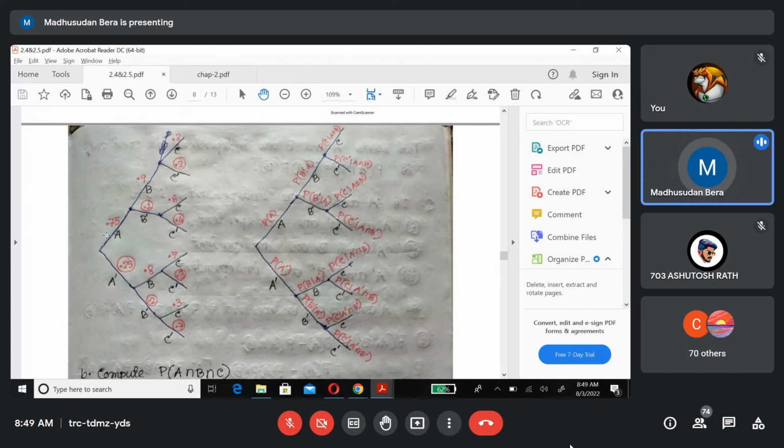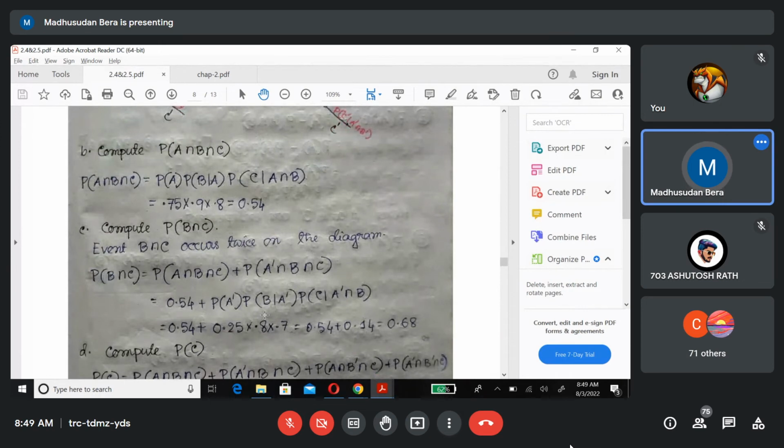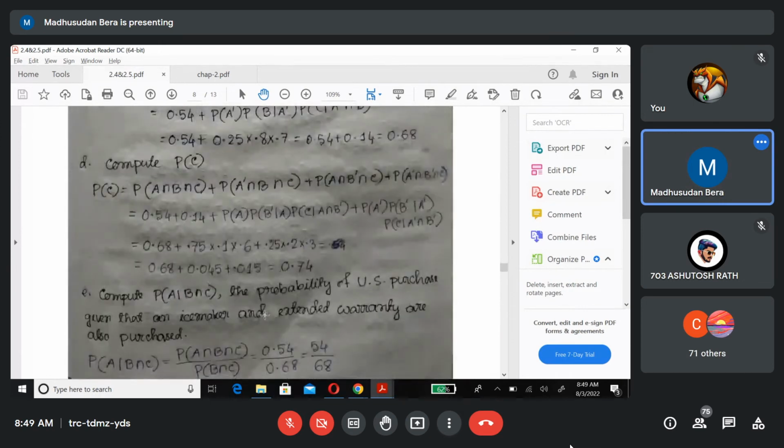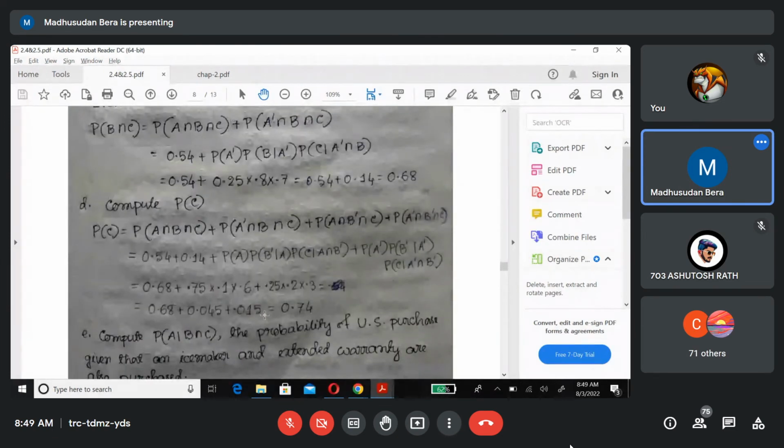BC. So before that A happened, here A dashed happened. So 0.75 into 0.9 into 0.8, so ABC; A dashed BC, 0.25, 0.8, 0.7. That way you can think. Here A intersection B intersection C was already calculated in the first one, so not written again. Is that okay? P of B intersection C? Yes, sir.